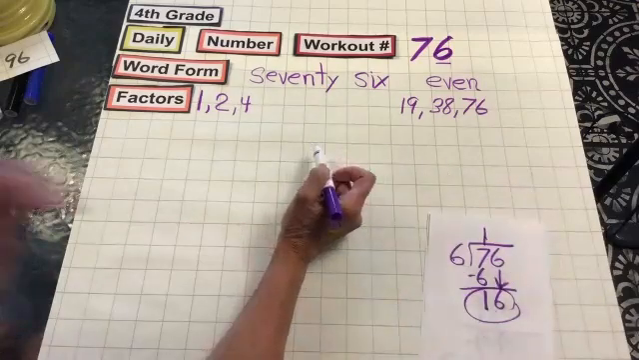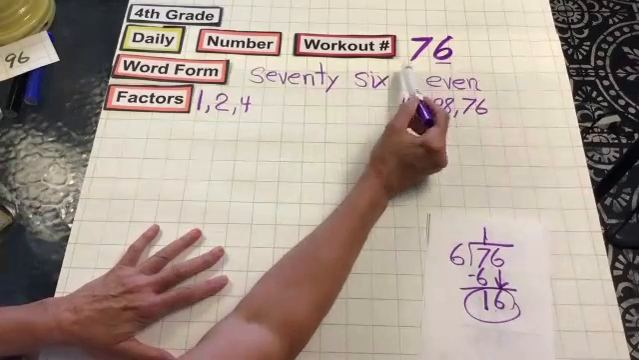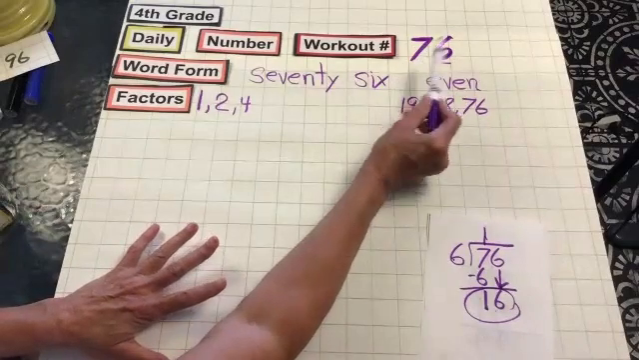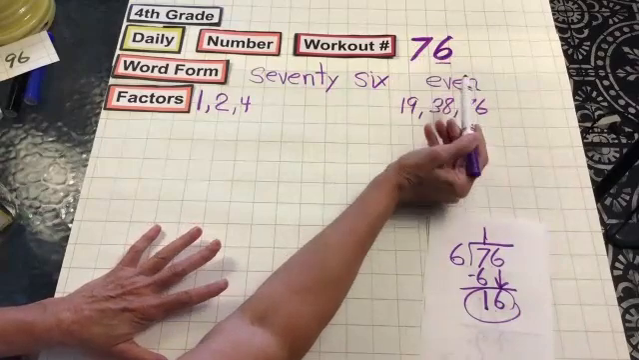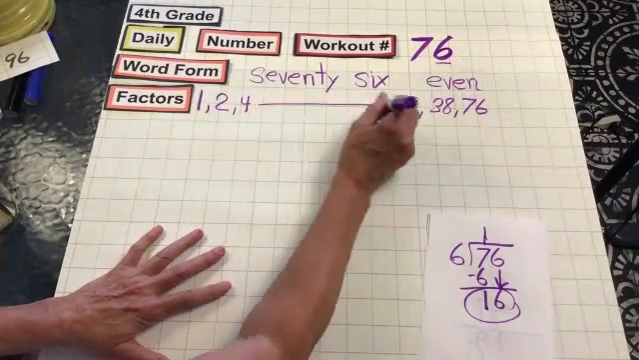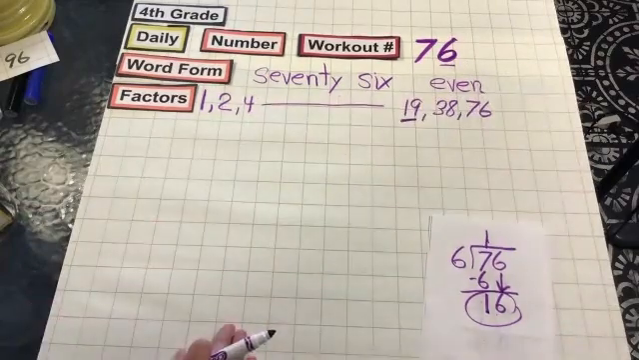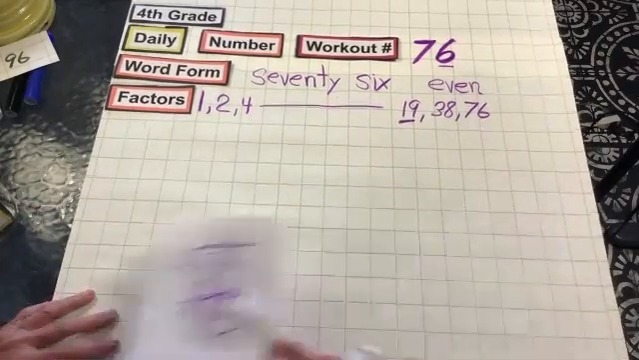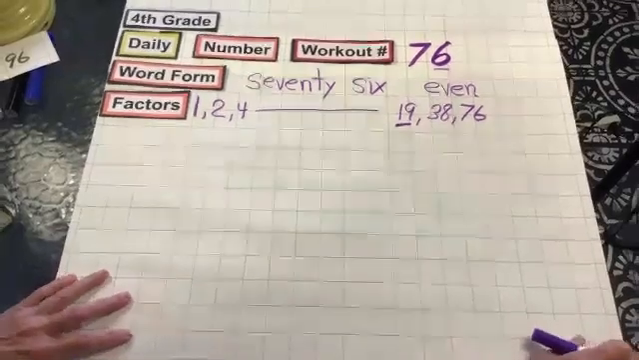Does 7 go in? Well, 7 goes into 70 and then 77. 8 doesn't go in because it goes into 72 and 80. 9 doesn't go in because 7 plus 6 is 13 and 1 plus 3 is 4. So we are done. Actually, if we find out that 19 is a prime number, that would tell us that we are done as well. Lots of ways to figure out when we're done with our factors.